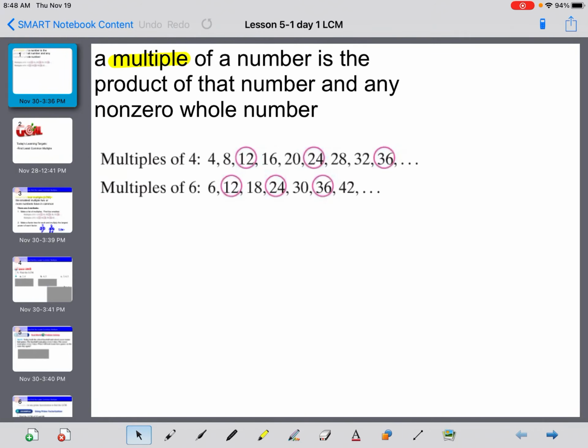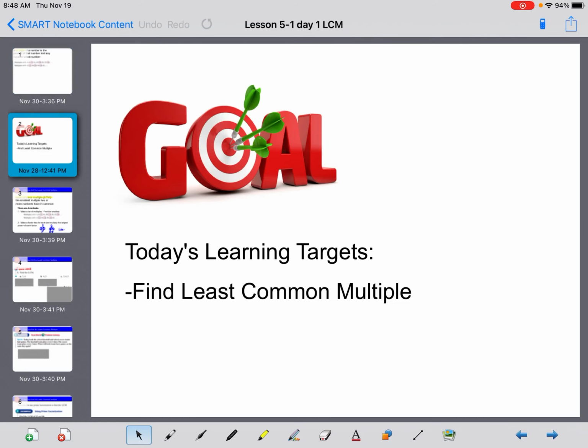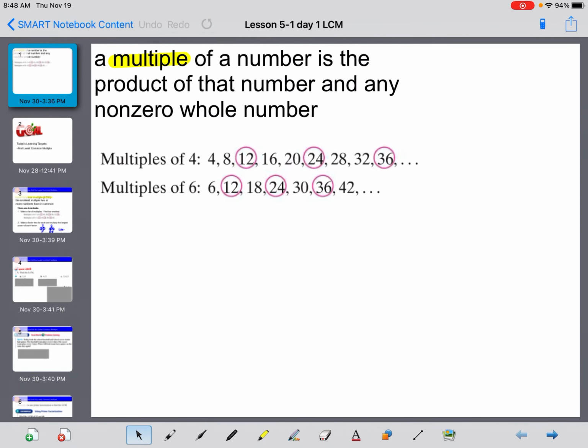Welcome to Chapter 5. Today's learning target is to find the least common multiple. In your notes, let's start off with the definition of multiple. A multiple is the product of a number and any non-zero whole number.